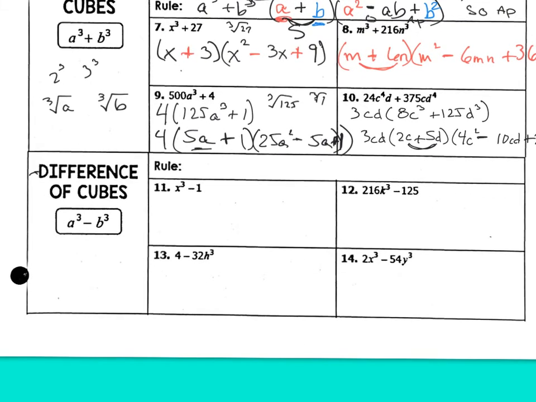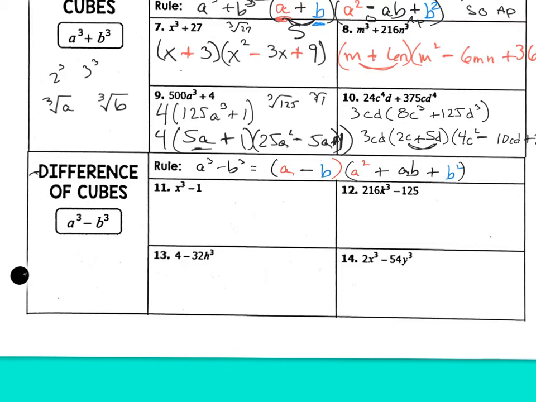So if we have a to the third minus b to the third, we do the exact same thing. Cube root, we get a. Cube root, we get b. Then we square the a, multiply them together, a b, square the b, b squared. Signs are the same pattern. Same, opposite, always positive. It's the exact same pattern. We just have different plus and minus signs.